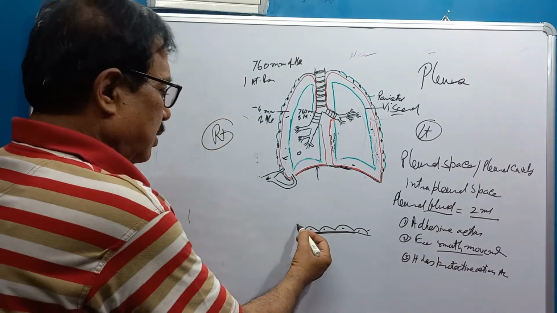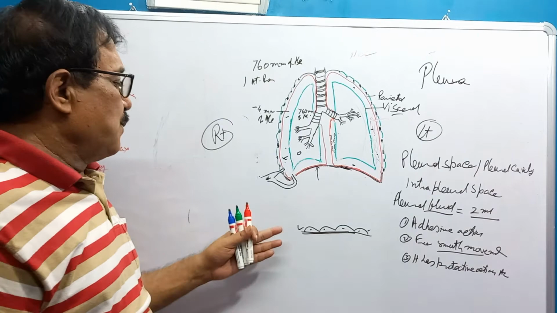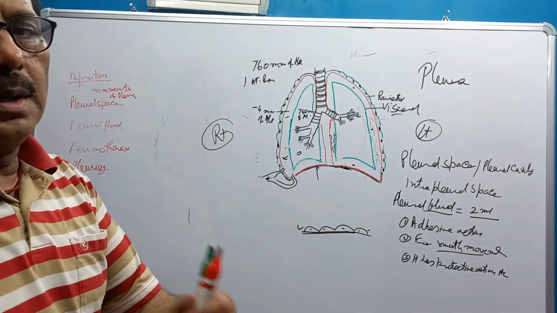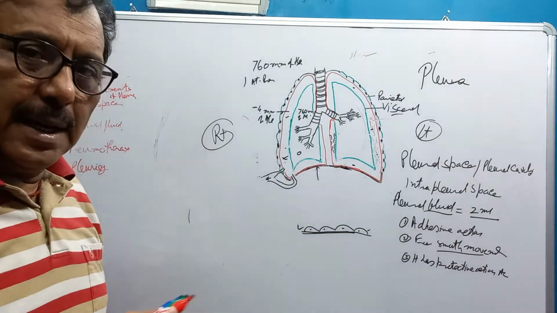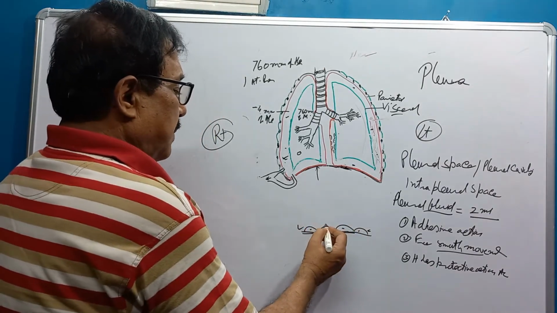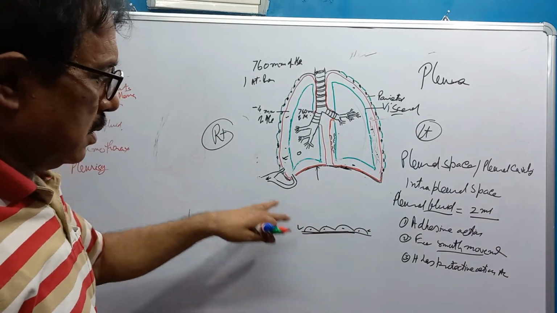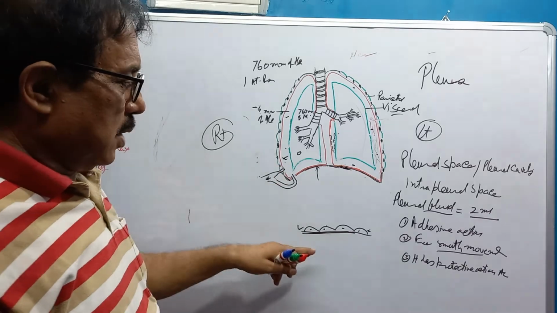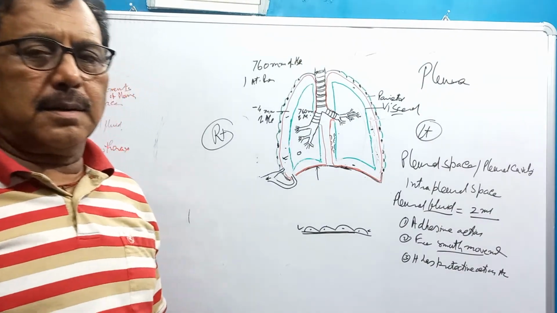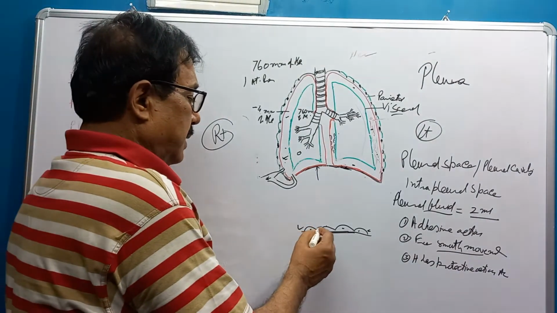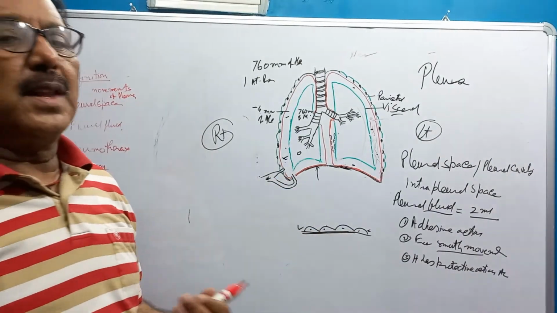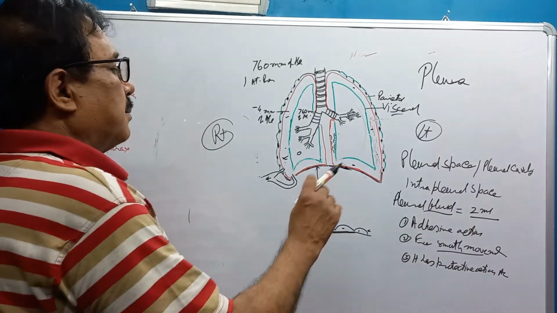It is secreted from the mesothelium of the pleural cavity, from the parietal pleura. So histologically, the pleura is a thin elastic tissue on which mesothelium is present, and these mesothelium are active. They are secreting the pleural fluid continuously. This is about the pleural fluid.